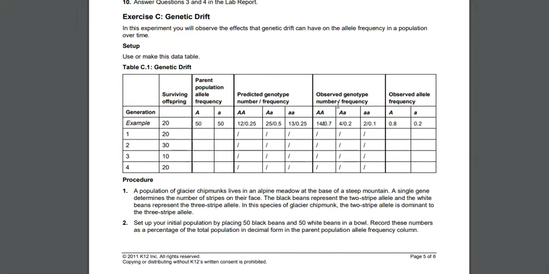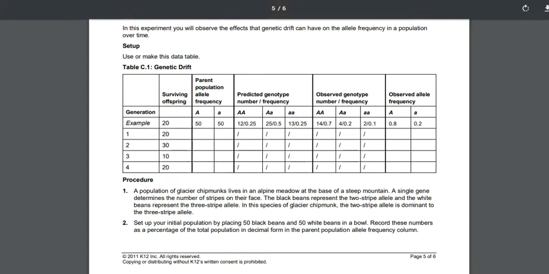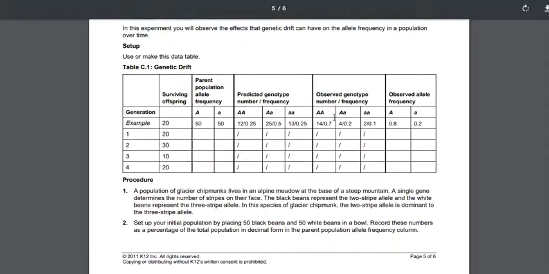And then we're going to do the observed. It already gives you examples of the observed. That's what I would get if I was pulling these out of the bag. So it's telling me that I've pulled 14 homozygous dominant, 4 heterozygous, and 2 homozygous recessive. But wait, those numbers don't add up to 50. Why is that? In the directions here, we're only accounting for 20 surviving offspring.